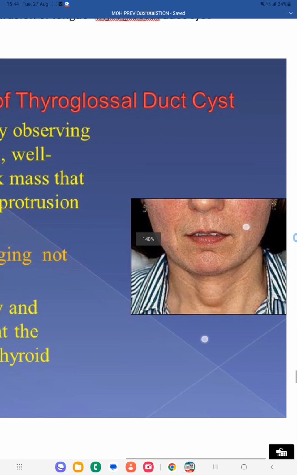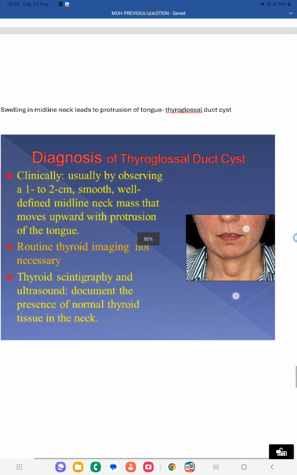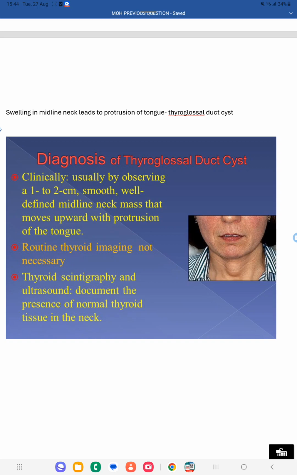That is the thyroglossal duct cyst, and the main important symptom is that it moves whenever we protrude the tongue, whenever we move the tongue. At that time the mass will be moving. So that is an important diagnostic feature for identifying the thyroglossal duct cyst. And the main investigations are thyroid scintigraphy and ultrasound.